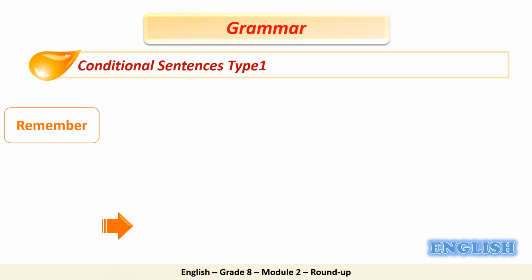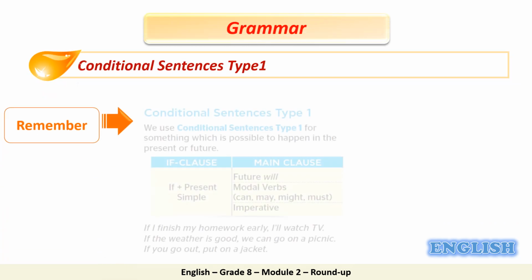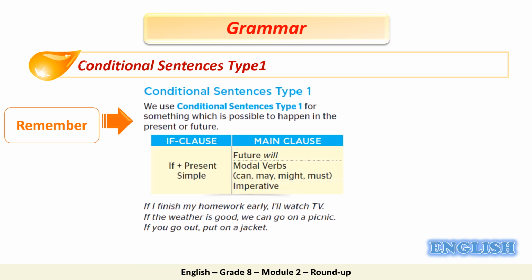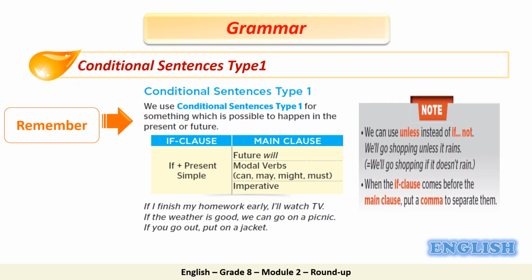Here is the conditional sentence type 1. Guys, remember that the conditional sentence type 1 is used when we talk about possible actions. Like if I say, if you study hard, you will pass the exam. If I finish my homework early, I'll watch TV. It's very important to know that.